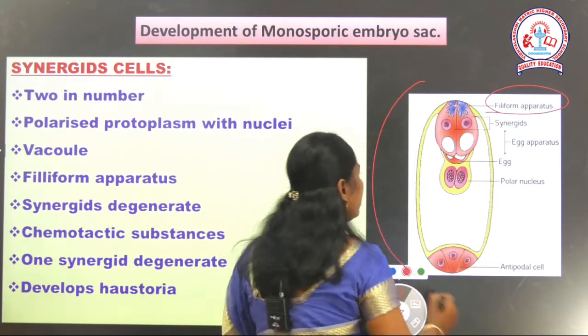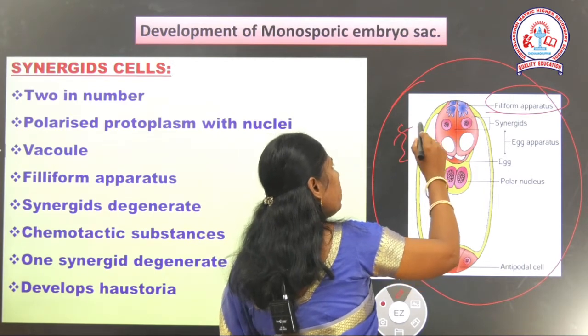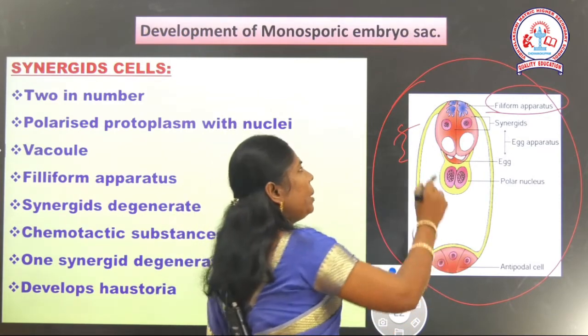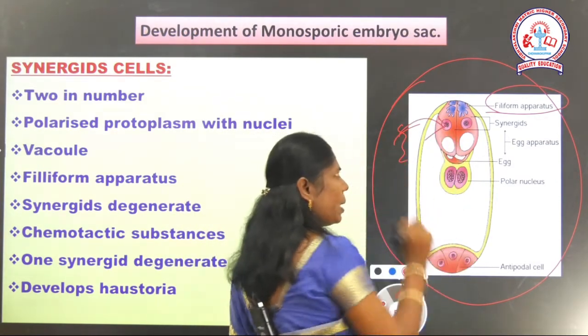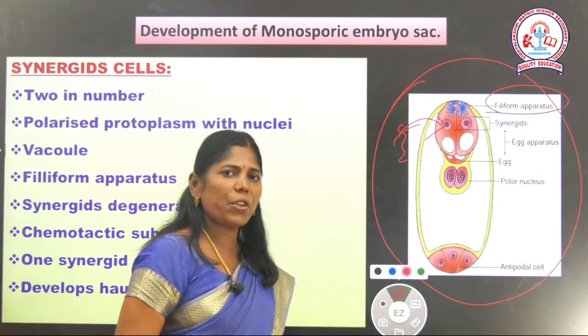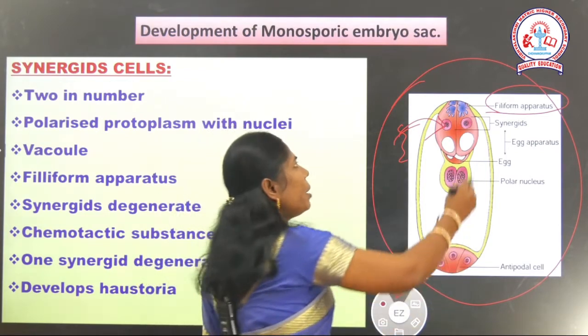Actually, it consists of the nucellar cells. From the nucellar cells, it absorbs and conducts the nutrients to the embryo sac. So that is the importance of the filiform apparatus. Another function of the filiform apparatus is to guide the pollen tube to enter the micropyle.